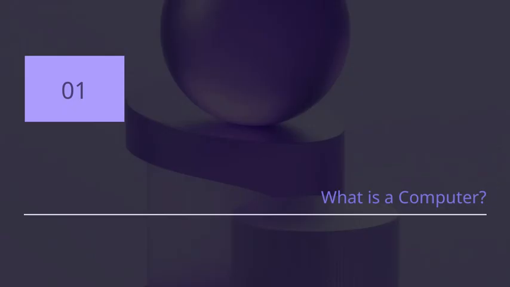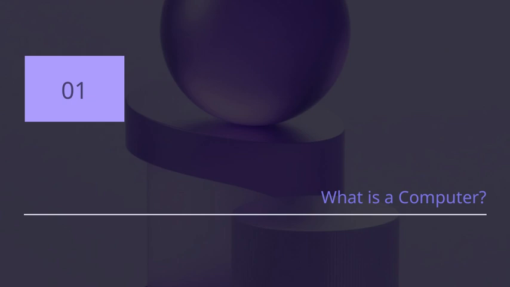So, what is a computer? Well, at its core, a computer is an electronic device that processes information. It takes data as input, performs operations on that data, and then produces output that we can use. Think of it as a very fast, very precise problem solver.